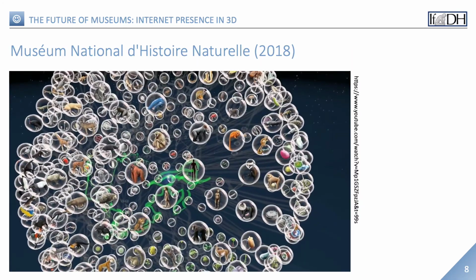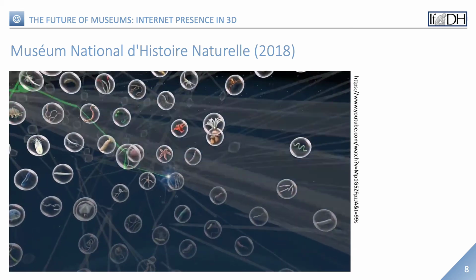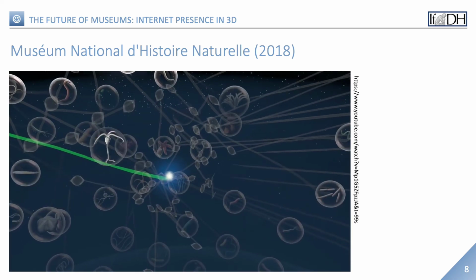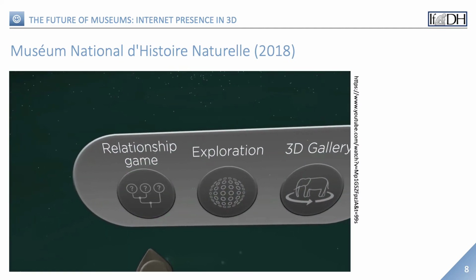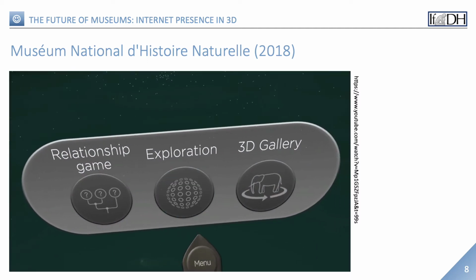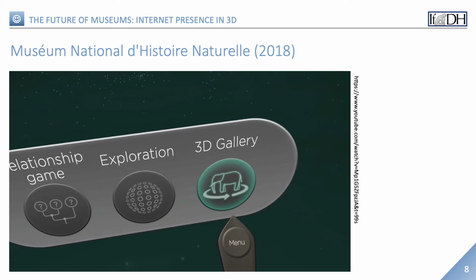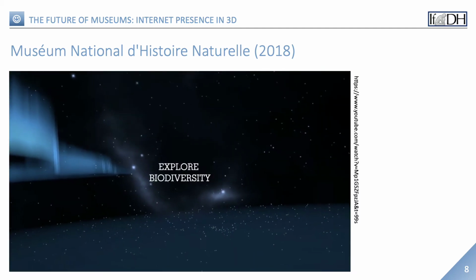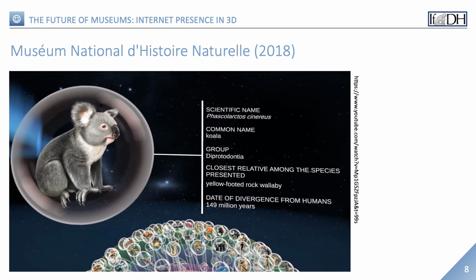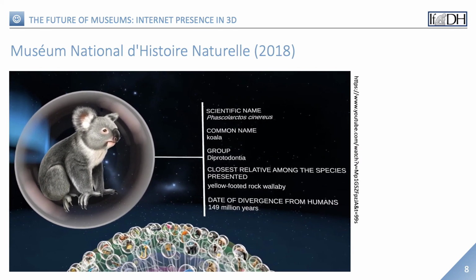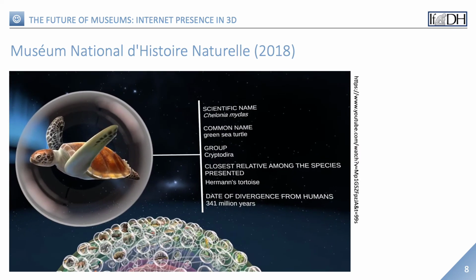What can such visitor engagement look like in the digital realm? Some museums are adding a virtual component to their website that can be accessed while visiting the museum. For example, the National Museum of Natural History in Paris, where the connections between species can be explored and a variety of living things can be viewed up close in the form of 3D models.